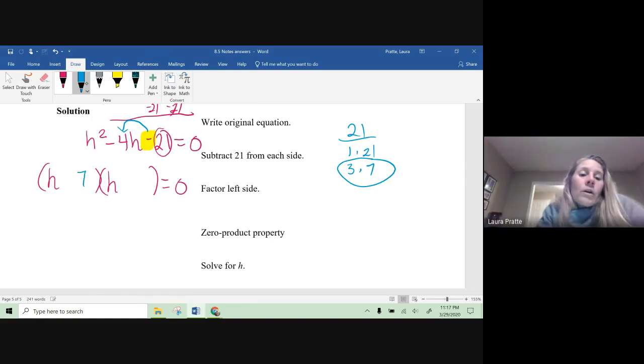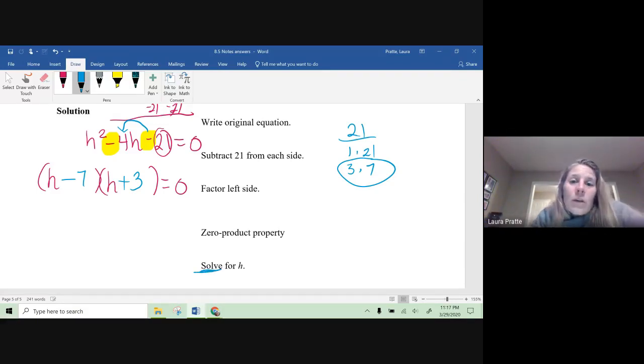Now, this here, we know they're different signs, right? The bigger number in this problem is going to get the negative. So the 7 is bigger than 3, so the 7 gets the negative, the h gets the positive. So we've gotten it equal to 0, then we factored the trinomial that we had, but now because of the equal 0, we can actually solve.